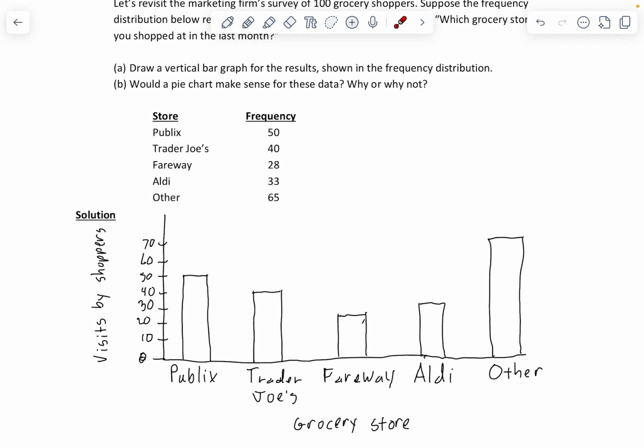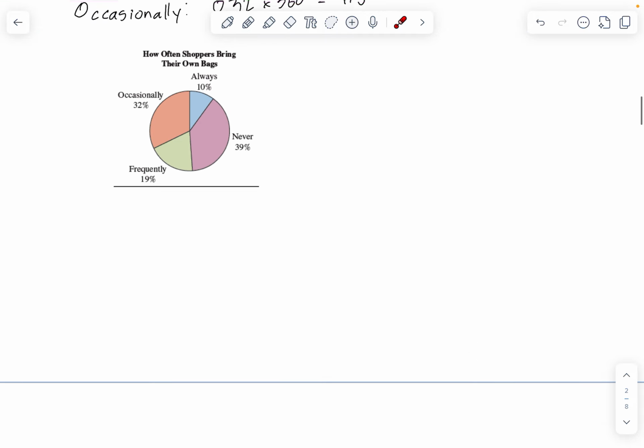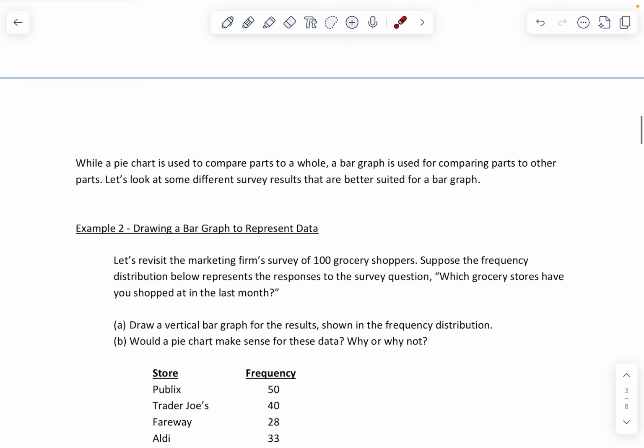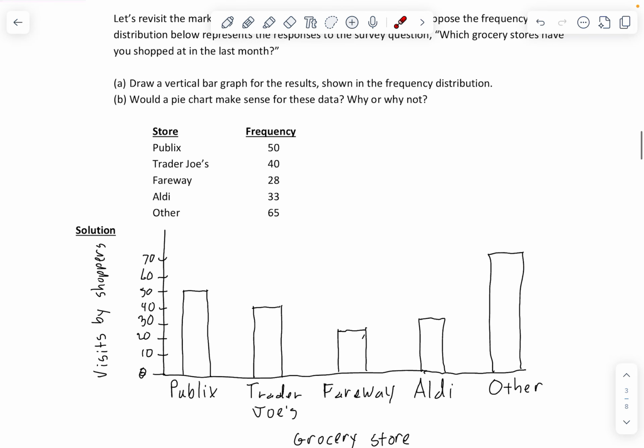Now, certainly I could have used a bar graph to represent the data in the previous example. You could have done that. That would have been fine. But what I can't do is take the data presented here and represent that using a pie chart.